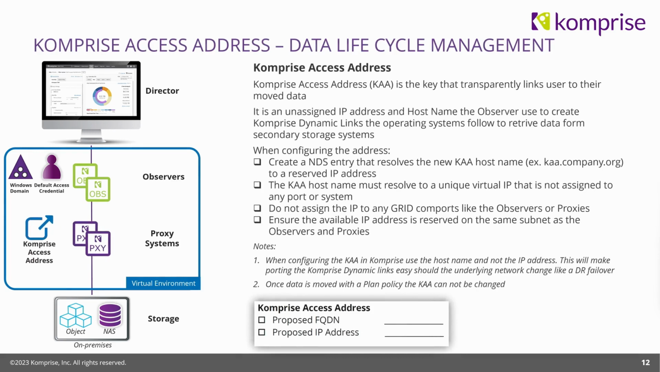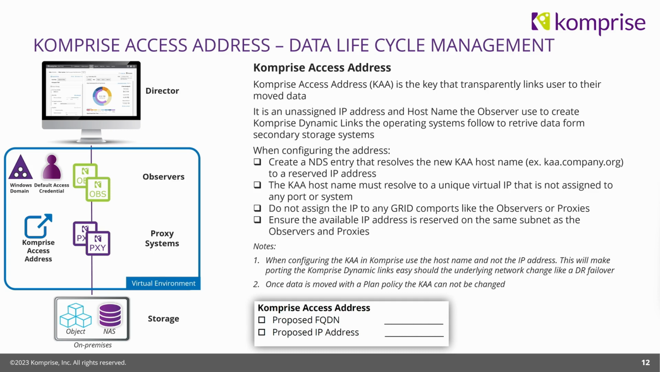The next component is the Komprise access address, or we call it the CA. This is a critical part of the Komprise dynamic links. It serves as the root of the file system shortcut, directing operating systems to Komprise when tiered or moved data needs to be accessed.